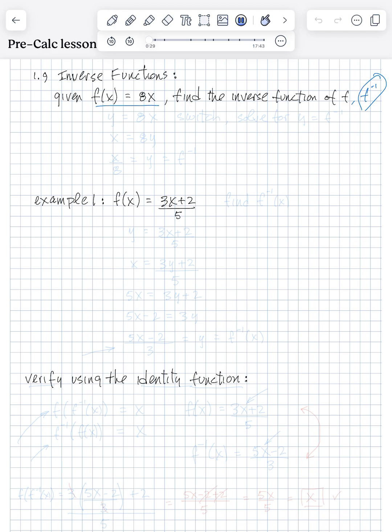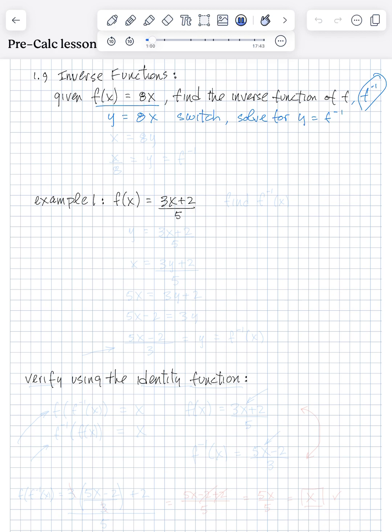So I like to just start off with substituting f of x. We're going to call it y. Y is equal to 8x. Now what we want to do is switch the variables and then solve for the new y. And that is going to be called our f inverse.